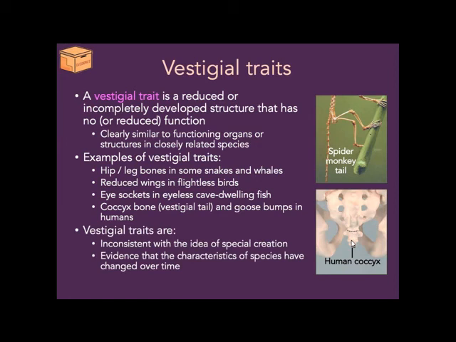All right, so the existence of vestigial traits is inconsistent with the idea of special creation. If each species is created separately and is supposed to be perfect the way it is, why would we have all this stuff? Second, vestigial traits are evidence that characteristics of species have changed over time, right?